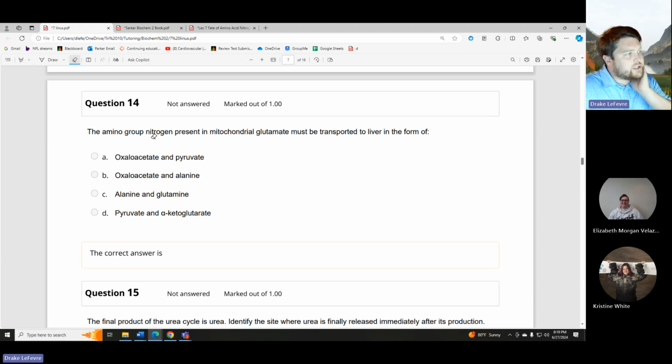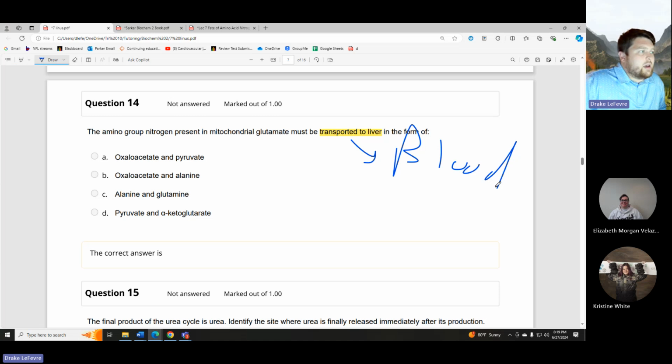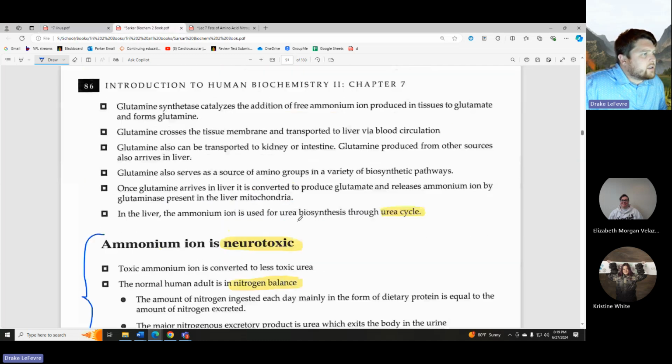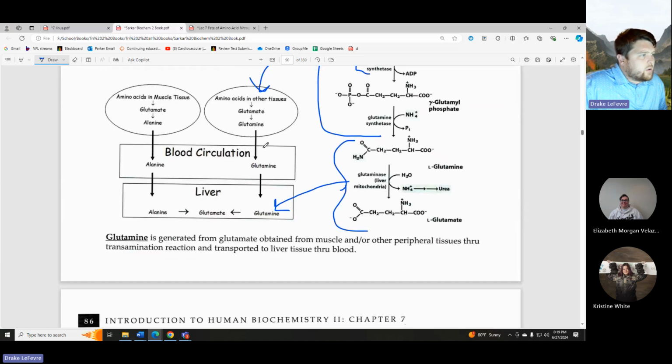The amino group nitrogen present in mitochondrial glutamate must be transported to the liver in the form of which of the following. Remember, whenever we talk about transporting it to the liver, the way that it gets to the liver is through the blood. And what's the form that it takes when it travels through the blood? Alanine. So immediately that's gone. We have these two, oxaloacetate and alanine. Let me see if that picture has the glutamine in there as well. There it is as well.